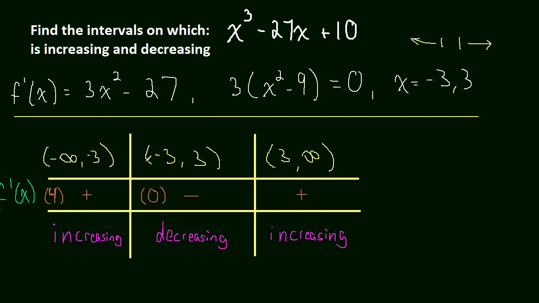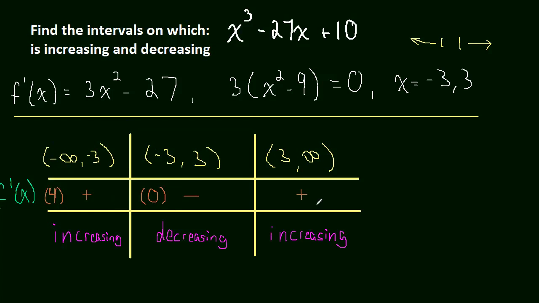And these are open intervals because at negative 3, the function is actually constant, and at positive 3, the function is constant, right? We already figured out the derivative at those points is equal to 0, which means the function is constant at that one point. So we're not including negative 3 and 3. So these are open intervals, in case you were wondering about that.